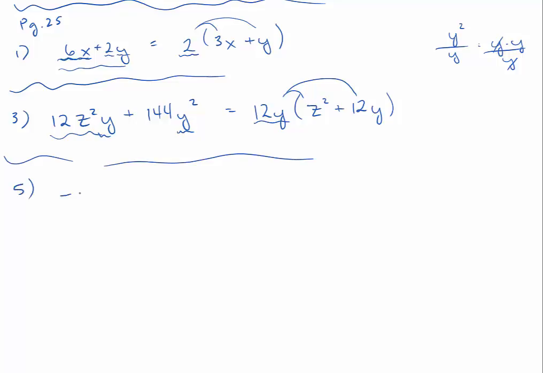Oh, this one looks fun. Negative 25 x to the 7th power y squared plus 10 x y to the 5th minus 50 x to the 12th, y to the 7th.